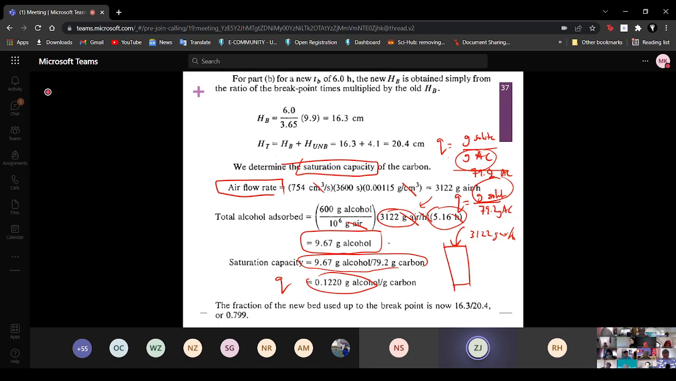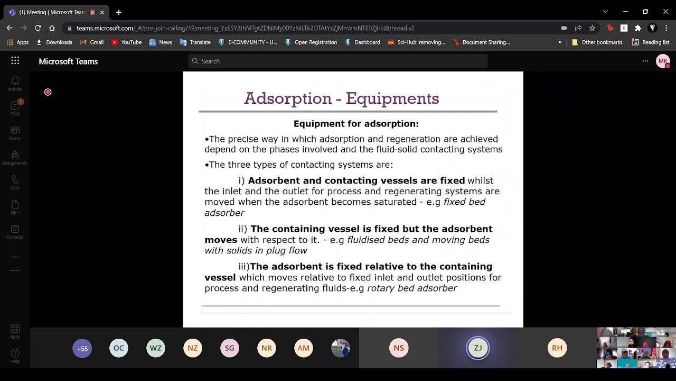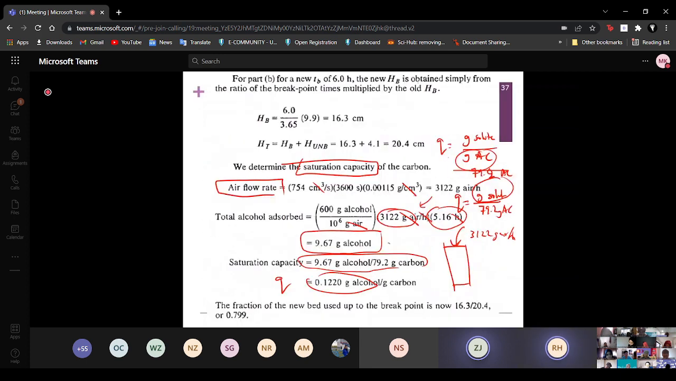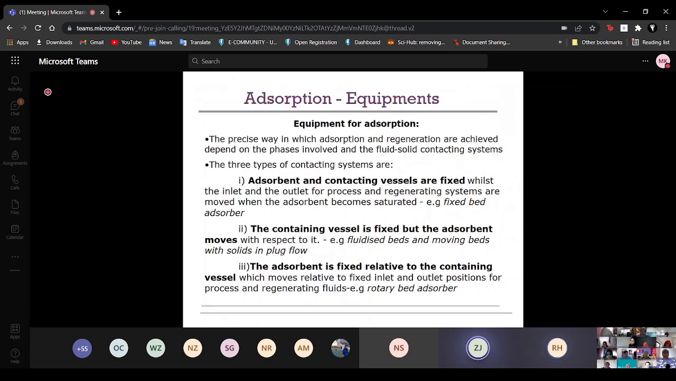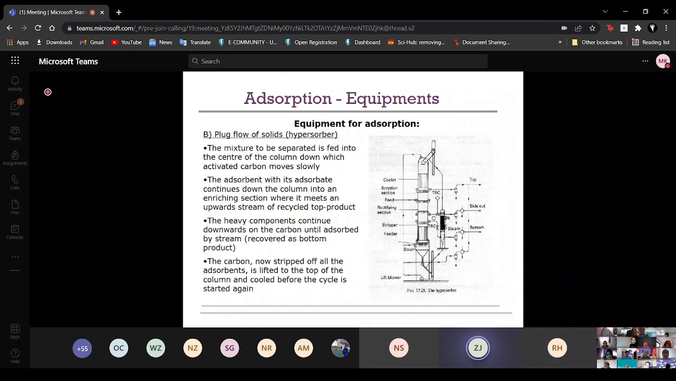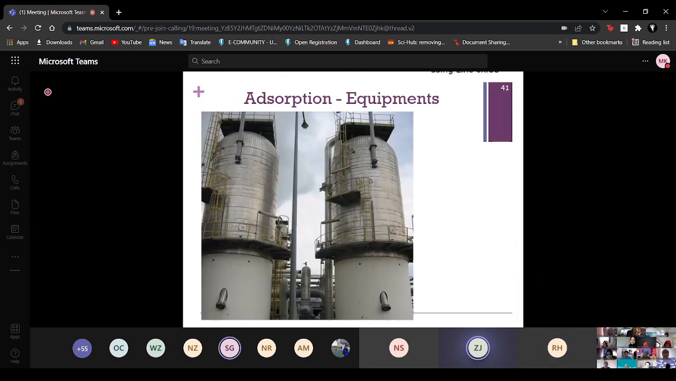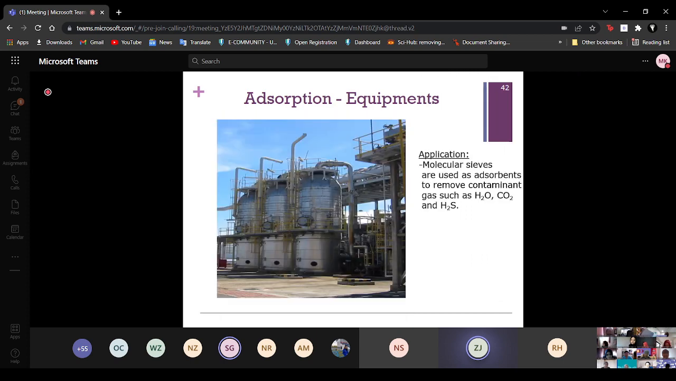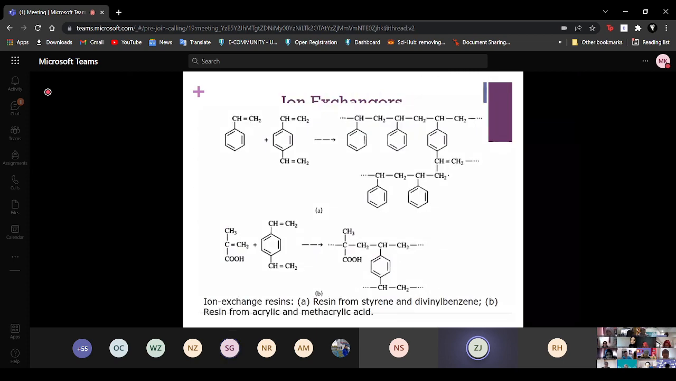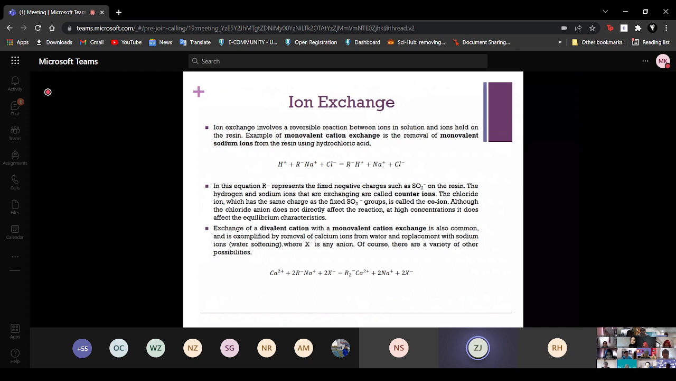Okay, alright, I believe that you don't have any question, so I think we end at that. Okay, because it's almost 12. Next week we're going to continue a little bit on the type of equipment, and then a little bit on the ion exchange. Okay, the concept of ion exchange before we move on to the crystallization.